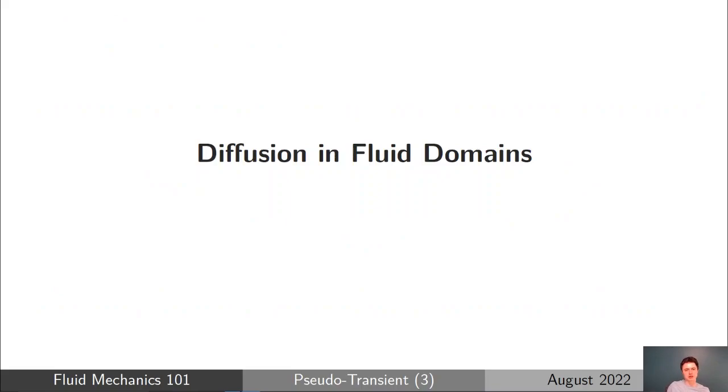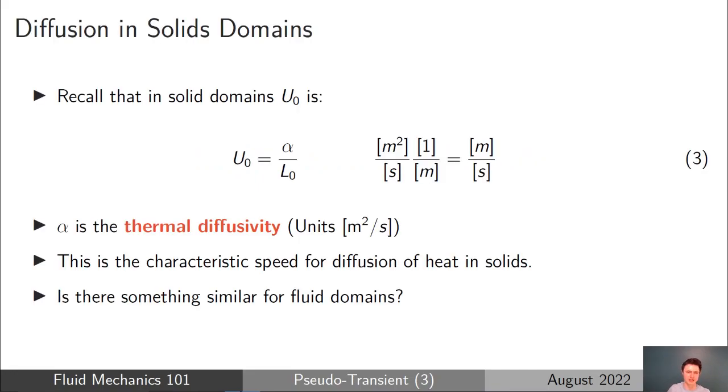So I'm going to start by just talking about diffusion in fluid domains and just considering this as an extension of how we considered diffusion in solid domains, and then I'm going to go on to talk about convection and how we address that. And just to recap for you, in the previous talk we derived this formula for the characteristic speed in a solid domain for the propagation of thermal energy.